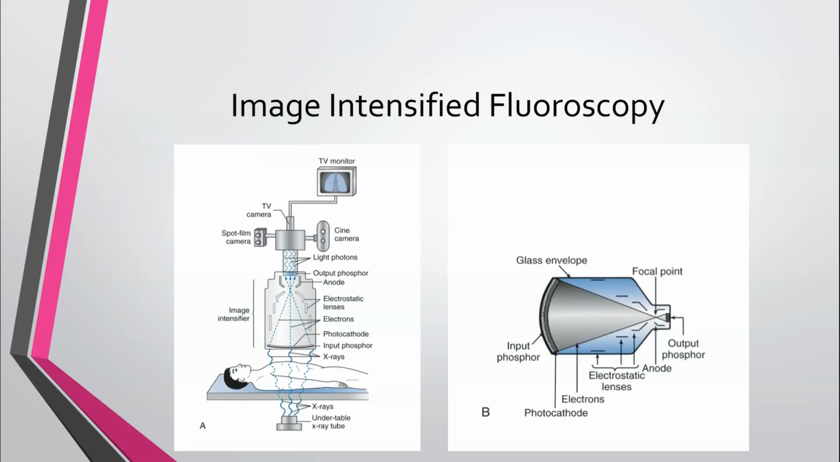If we look at these image intensified fluoro units, under the table, we're coming up, we have our input phosphor, our photocathode, our electrostatic lenses with our focal point, and we've got our anode right here and our output phosphor right there. So here are our light photons that will come up onto a monitor. Here we have our input phosphor, our photocathode, our electron stream with our electrostatic lenses, with our focal point, with our anode, and our output phosphor.